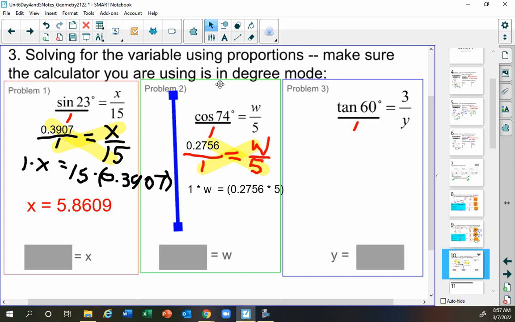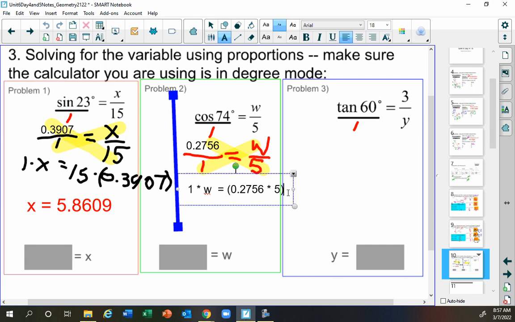Okay. So I just want everybody to see the separation between the first problem and the second problem. Now, of course, what's 1 times W? Just W, okay? And then we just multiply 0.2756 times 5. What do we get? 1.3781, yep. If you want 1.3782, I'd be okay with it. Or if you just want 1.378, I'm fine.